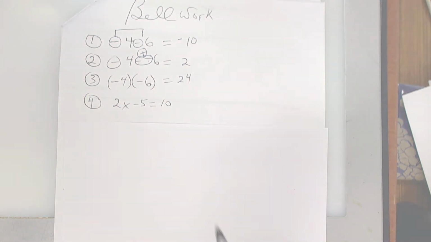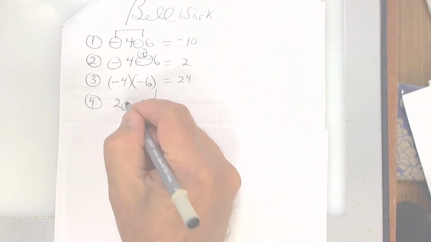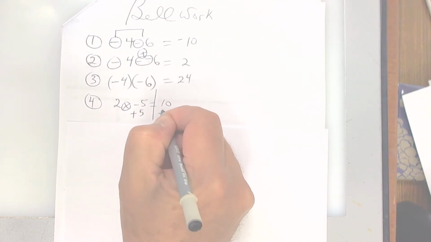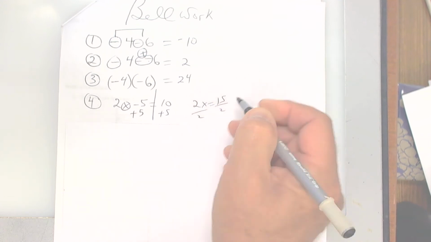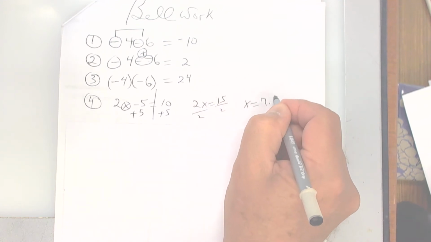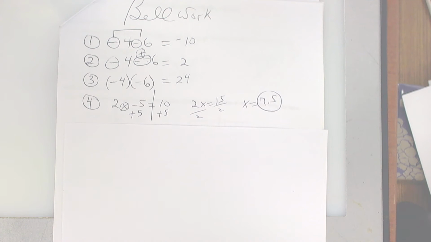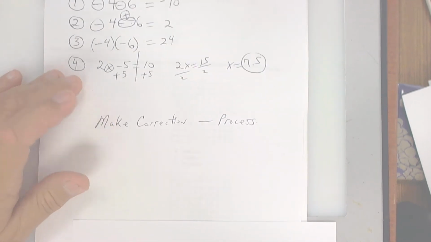This one is a two-step equation. So draw a line, circle your x. You want to add 5 to both sides. So you get 2x is equal to 15, divide by 2, and you get x equals 7.5. And there you go.